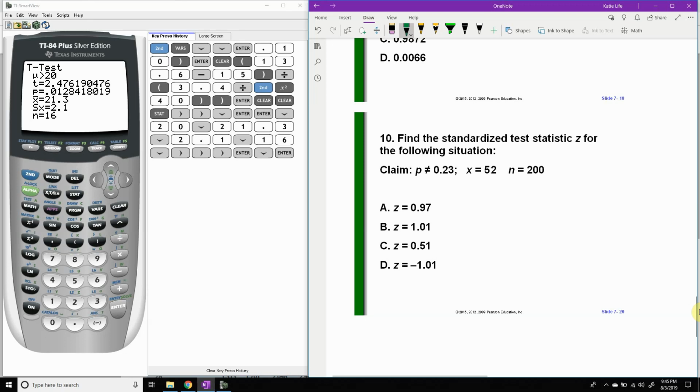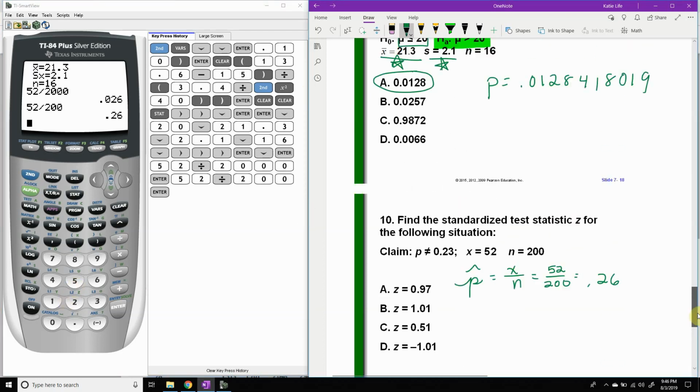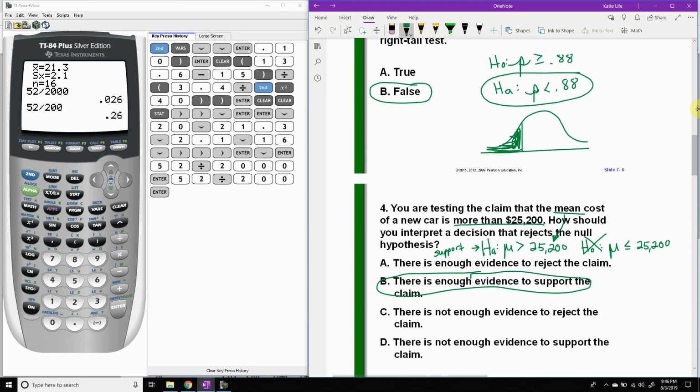In order to come up with some standardized test statistic, I've got to have my p hat value, right? And that is always equal to the number of people out of the total number that were asked. I've been setting this up right here. Total number of people who said yes or replied in a certain way out of the total number of people surveyed, which in this case is 52 out of 200. 0.26.